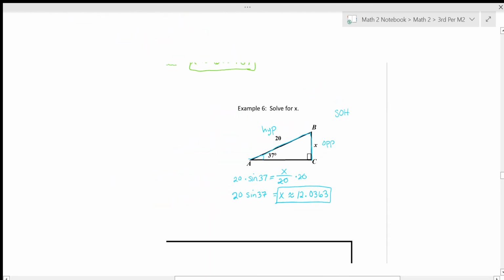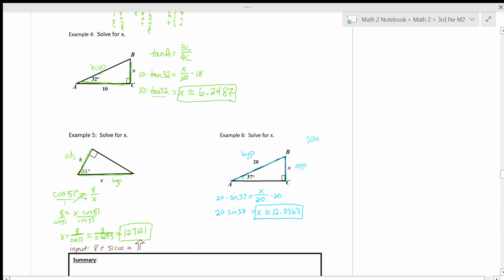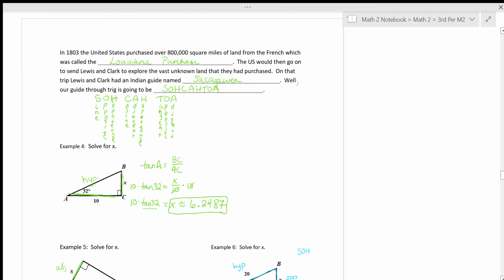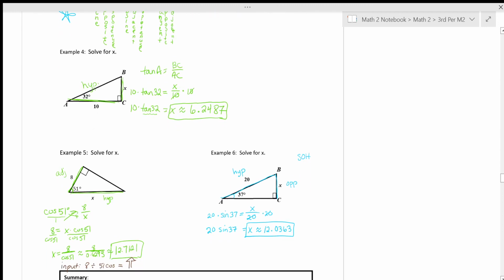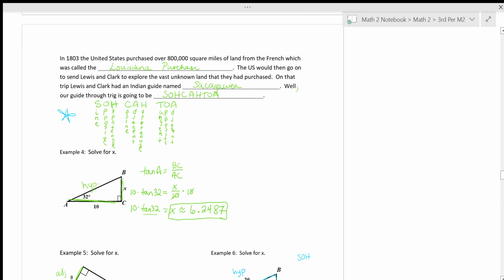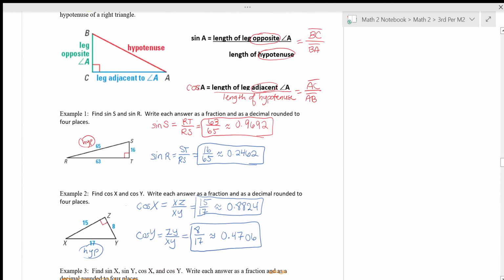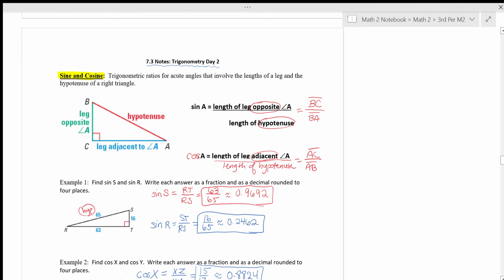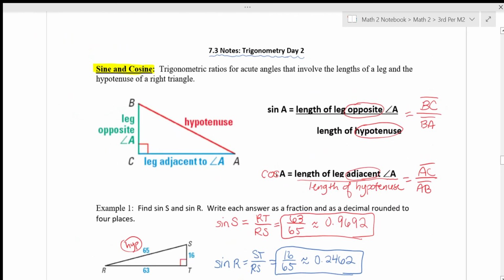So there's our introduction to sine and cosine, and SOHCAHTOA, which is our acronym to help us remember how to set up our ratios for sine, cosine, and tangent. Make sure you write down any questions you have. You can also shoot me a Remind if you have questions during the video.